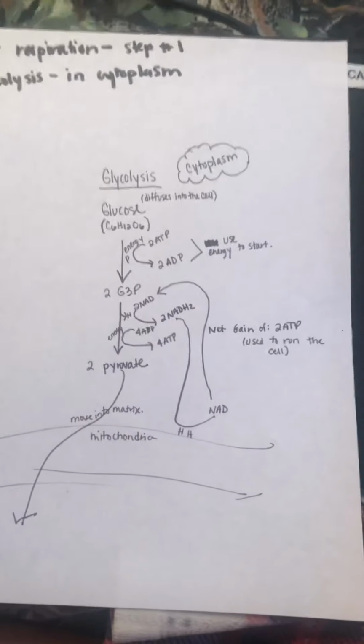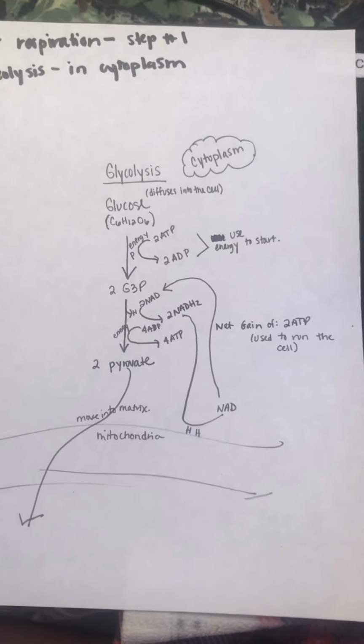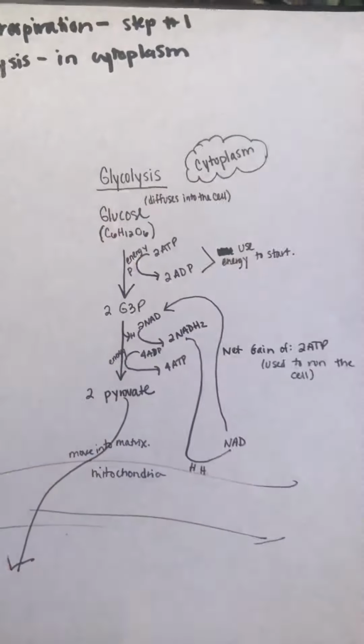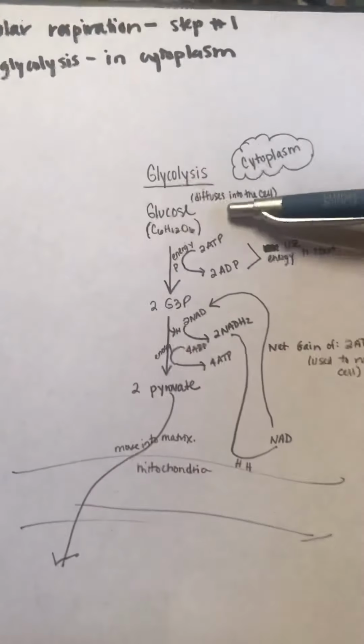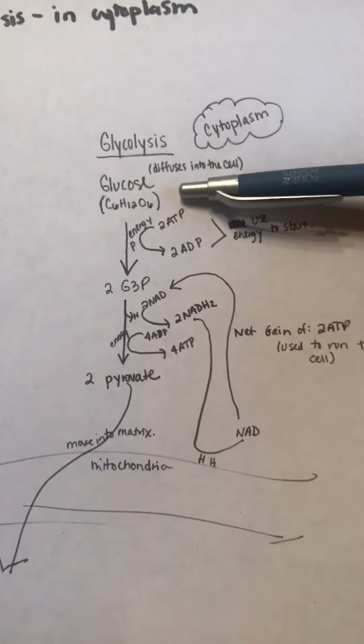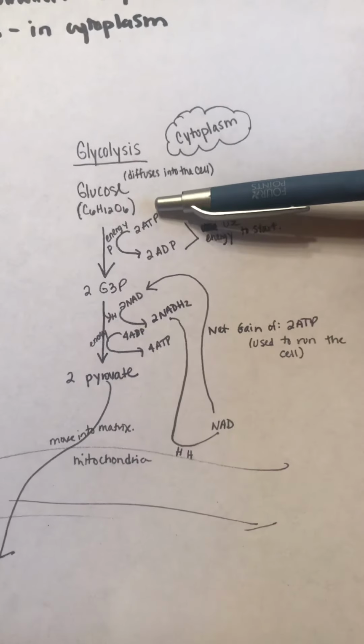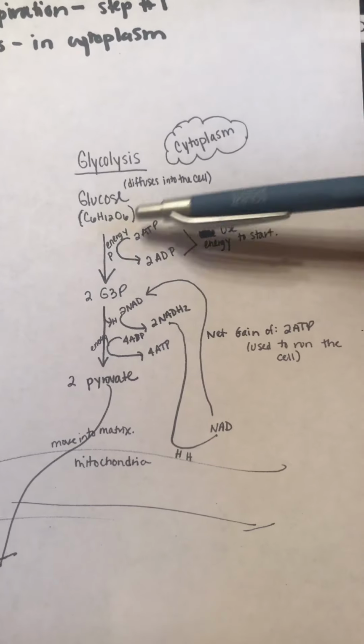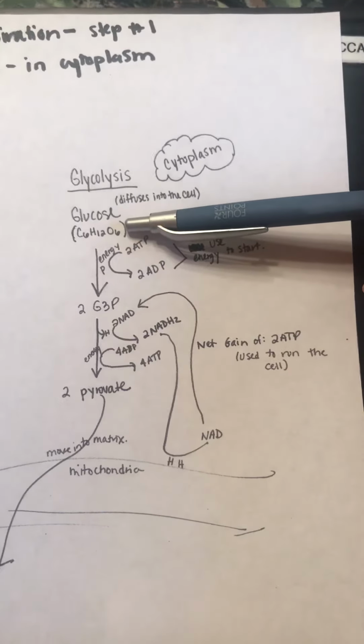So I gave this to you as its own separate diagram. Glycolysis is going to happen in the cytoplasm. You're going to start with glucose that you get from eating different foods. So glucose is going to diffuse into the cell. This is your chemical formula for glucose.